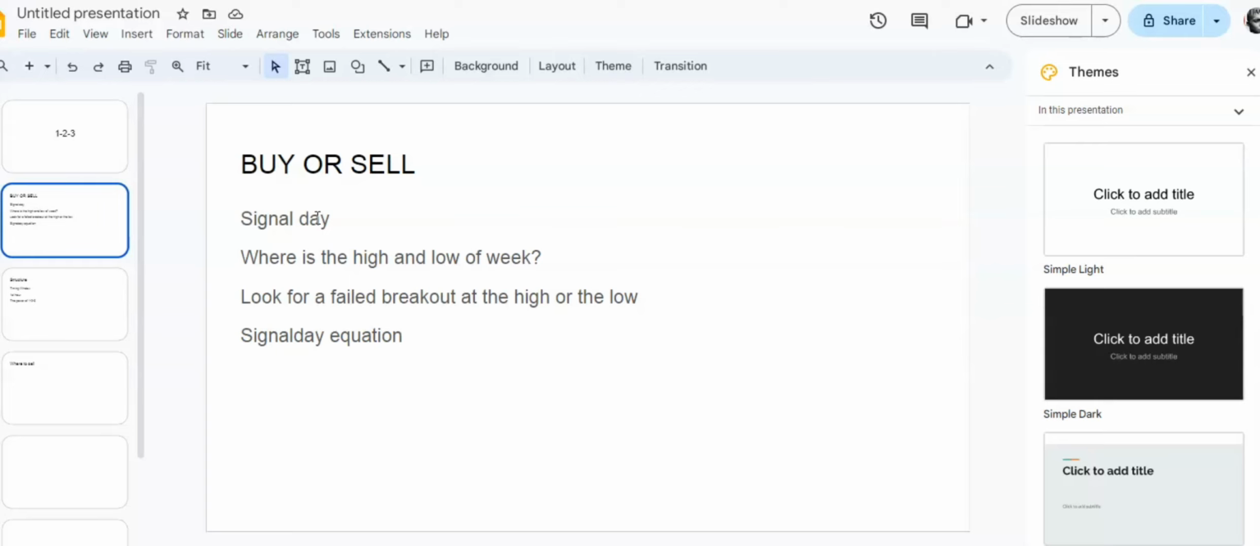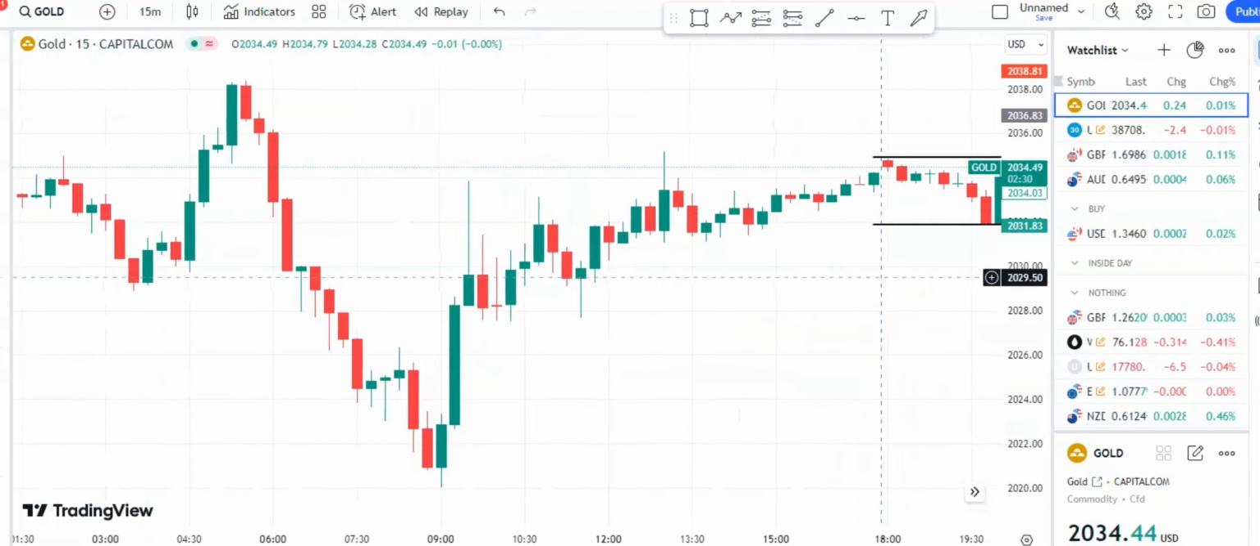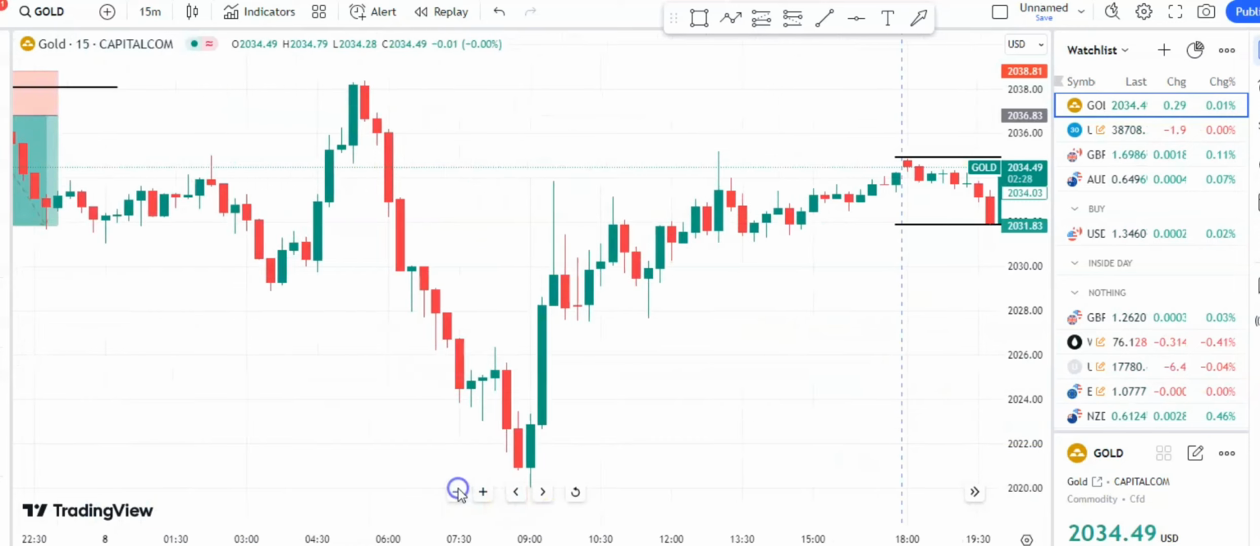Now, the process is simple. Identify the high and the low of the week. Then look for the failed breakout at the high or the low. And then apply the failed breakout equation, which is the signal day. Let's do this in live time to show you.